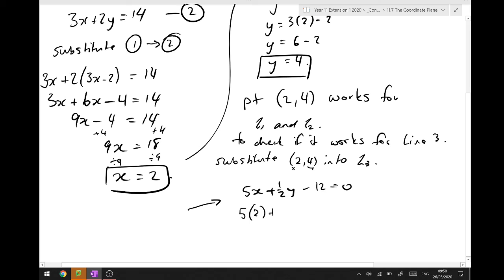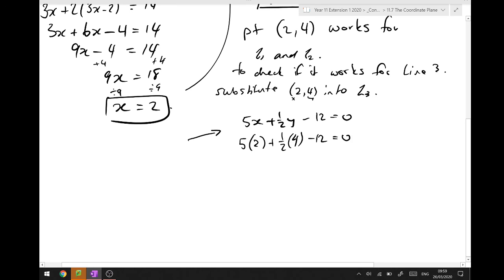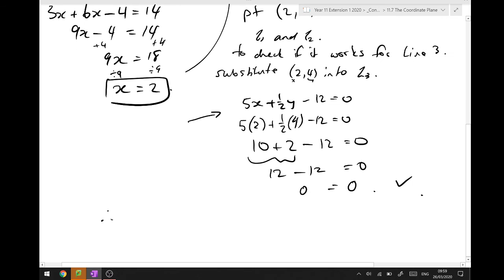So 5 lots of 2 plus a half lots of y, which is 4, minus 12 is equal to 0. So if the left-hand side is equal to the right-hand side, then we have a true statement, and that means that the line also passes through that point, which means that the 3 lines intersect at that point. So let's look at it. We've got 10 plus 2 minus 12 is equal to 0. 10 plus 2 is 12, so 12 minus 12 is equal to 0, so 0 is equal to 0 as required. So just one sentence to finish it off.